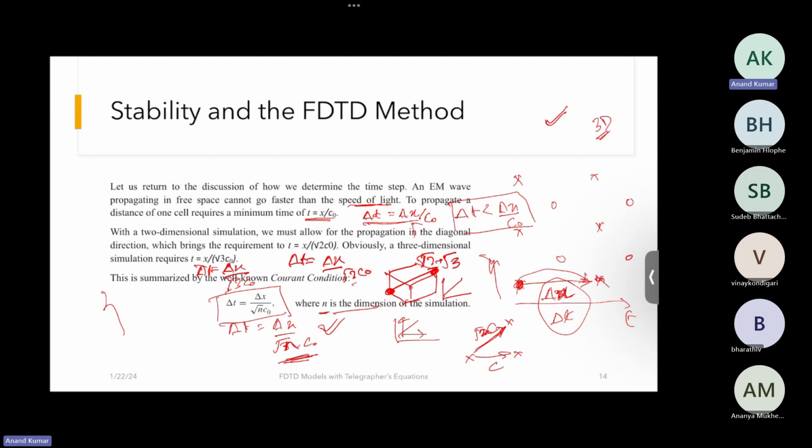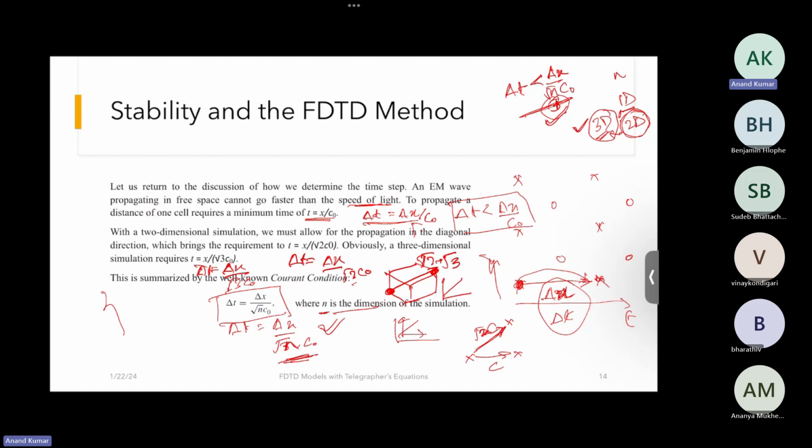This condition is right: delta t less than delta x by root n c naught. So this is for the nth dimension. If your code works in 1D, you can put n equals 1 and you get your condition. If you are simulating a 2D code, then you put n equals 2 and you get your condition. And code written for 2D will also work for 1D, but it won't work for 3D. Similarly, if you put 3 over here, then it will work for 1D, 2D and 3D. But if n is less than 3, the code will break for the 3D case.